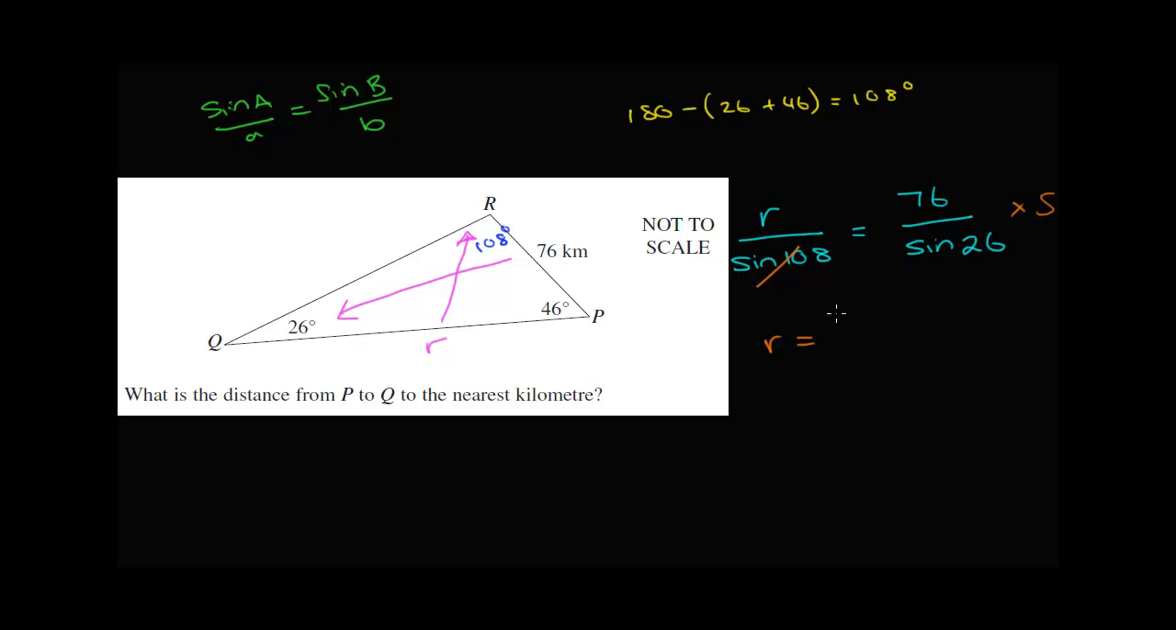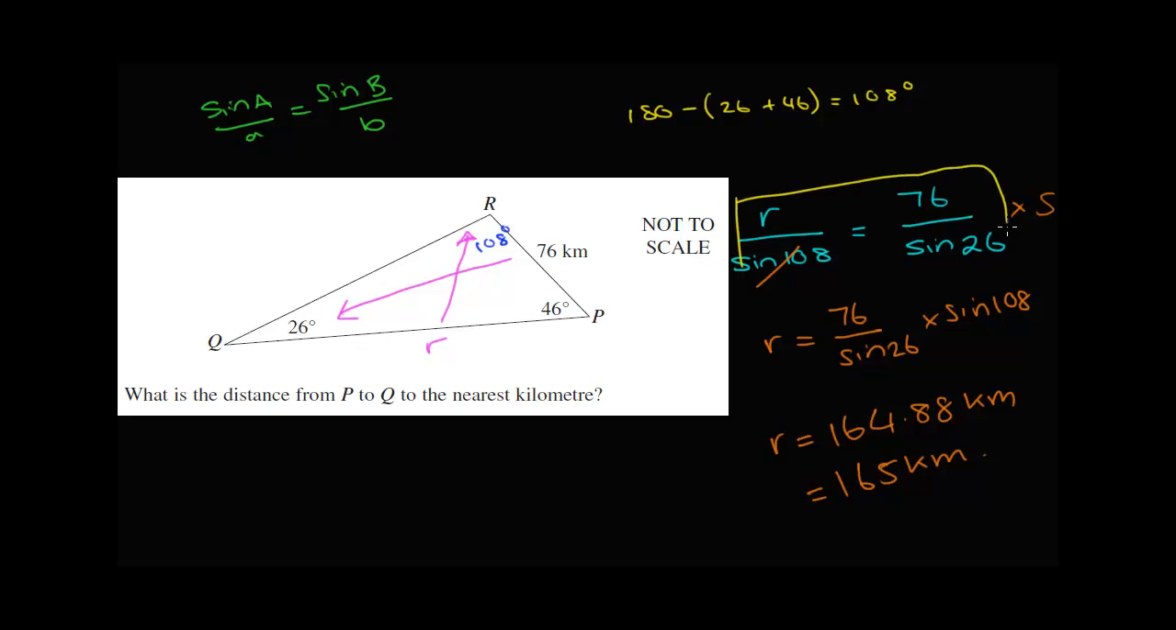Okay, but anyway, you can see I've got 76 divided by sine 26 times by sine 108. So if I crack that in, we should get 164.88, and that's kilometres, or we can round up to 165 kilometres. Okay, so again, if you had your graphics calculator, you would have got that answer a lot quicker by just putting that into your equations mode.